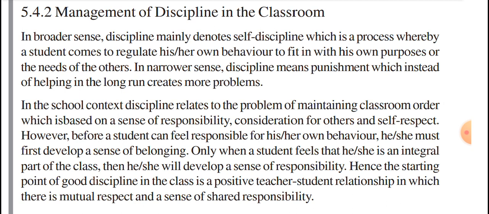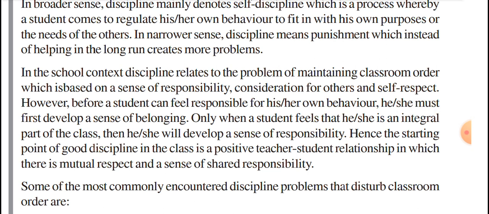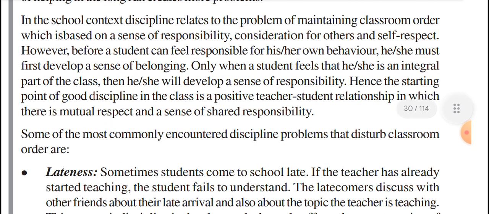In the school context, discipline relates to the problem of maintaining classroom order, which is based on a sense of responsibility, consideration for others, and self respect. However, before a student can feel responsible for his or her own behavior, he or she must first develop a sense of belonging. Only when a student feels that he or she is an integral part of the class, then he or she will develop a sense of responsibility. Hence, the starting point of good discipline in the class is a positive teacher to student relationship in which there is a mutual respect and a sense of shared responsibility.